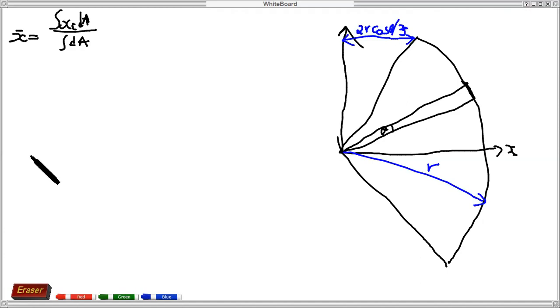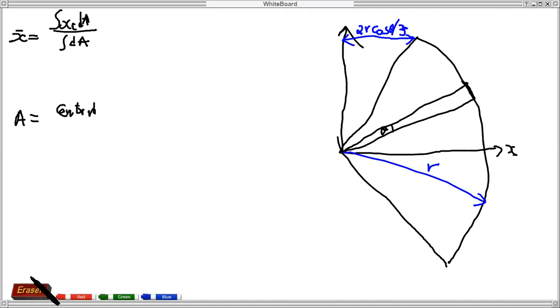Okay, so the area, you can look at it like a small triangle which is there. So you can say dA is equal to, let's see here, how can we do this? You can say the area is equal to, remember the center, the central angle.